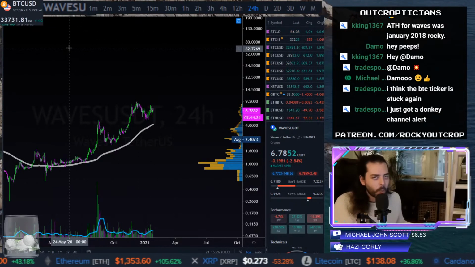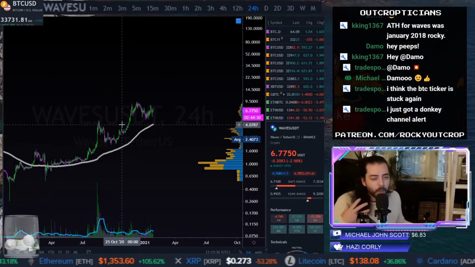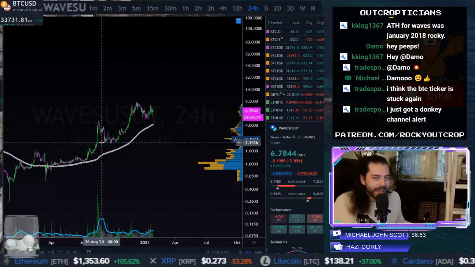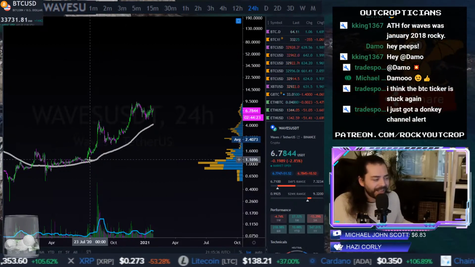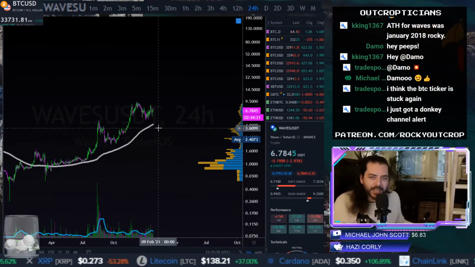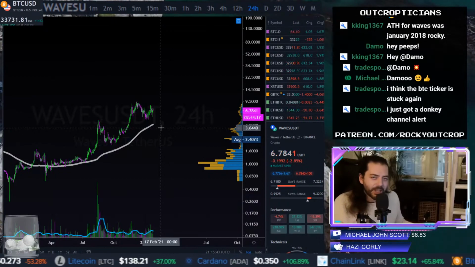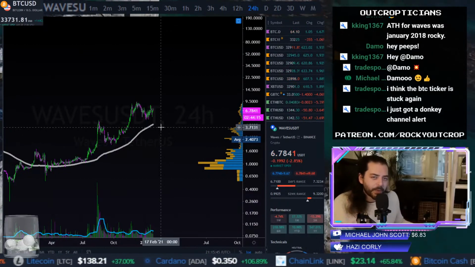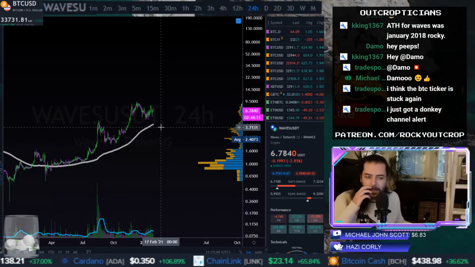Let's take a look at the waves chart together. This is of course Waves USDT. Thank you for joining me to take a look at it. And what we're loving at the minute about the chart, as mentioned by an outcroptician in the live show today, is the action it's had above the 200 simple moving average, and that is very, very good to see.